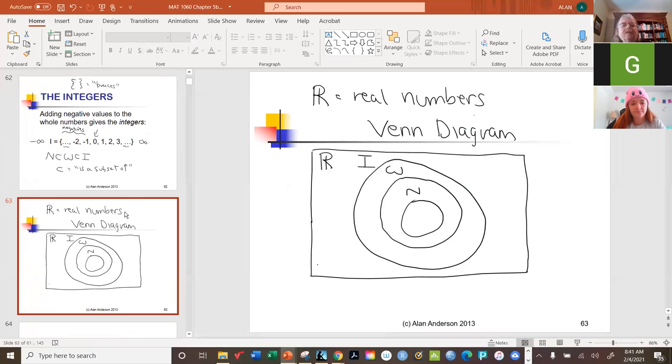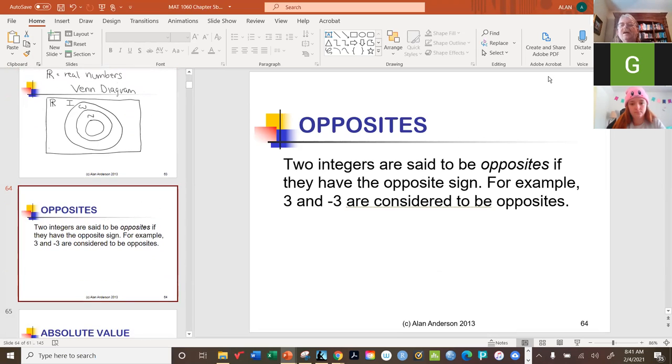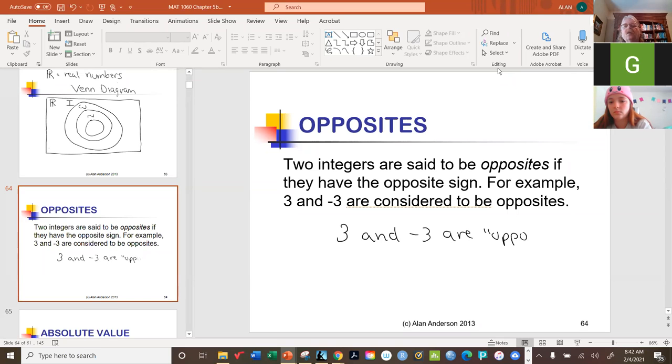Now, we have some basic definitions that we want to run through right now before we get back to the real number system. Here's an interesting one, opposites. This doesn't mean what you think it means. In real life, if two people are opposites, it means they have very different characteristics. But here, it only means that we have two numbers that have the same magnitude, but different signs. So 3 and negative 3 are said to be opposites because they're different only in their sign.